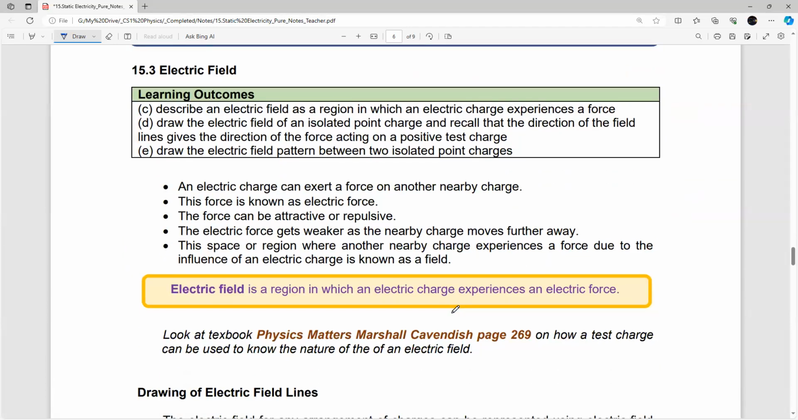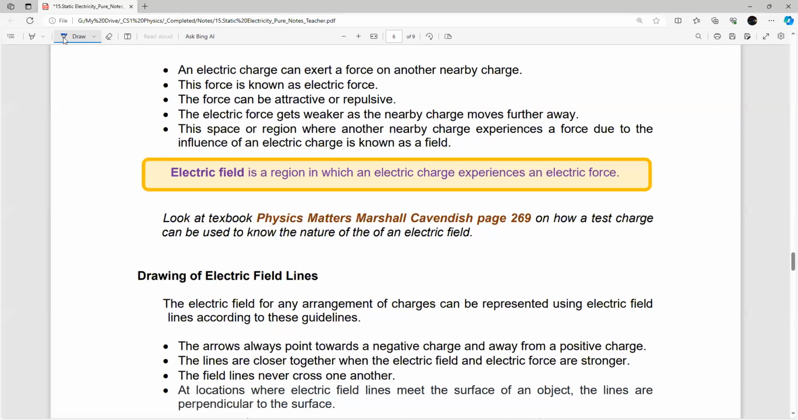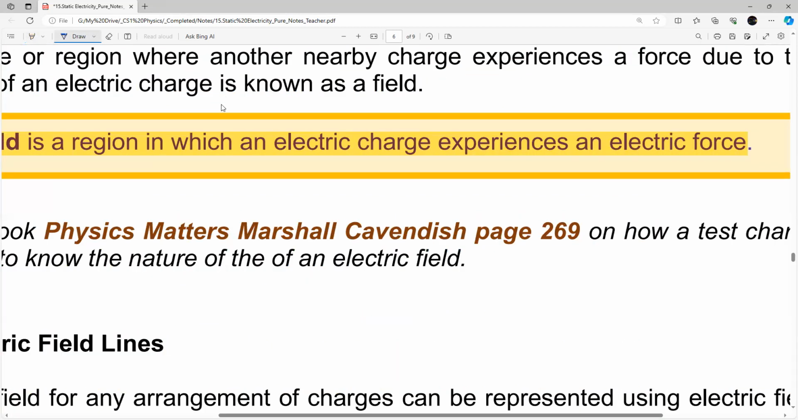Next, electric field. Electric field is a way where we can visualize the electric force that a charged particle is experiencing. The electric field also gets weaker as the charge moves away. So electric field is a region where an electric charge experiences an electric force. And this charge is usually a positive charge when we draw the electric field.